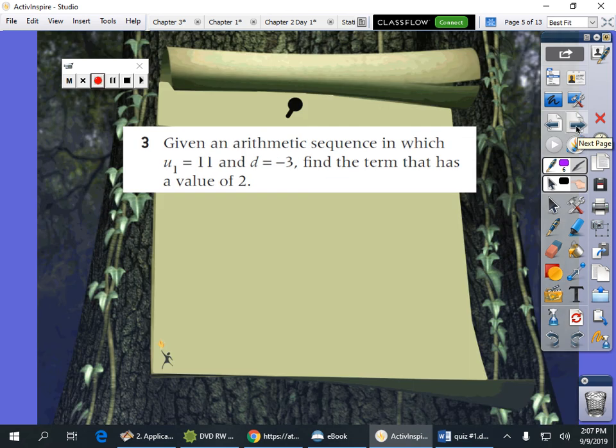Okay. Now, is this an easy one or a tricky one? This one should be an easy one. I'm going to pause, and I'm going to give you 90 seconds, okay? Plug it into that formula. This one should be easier.